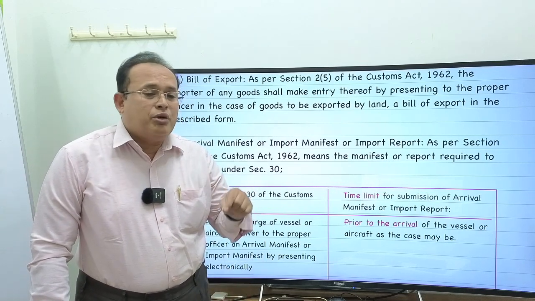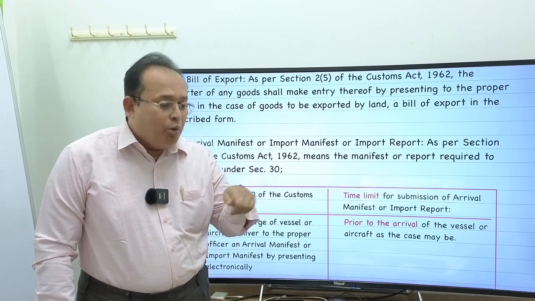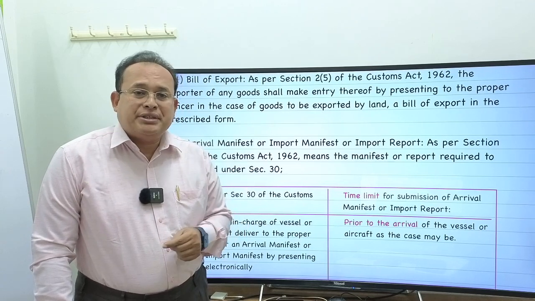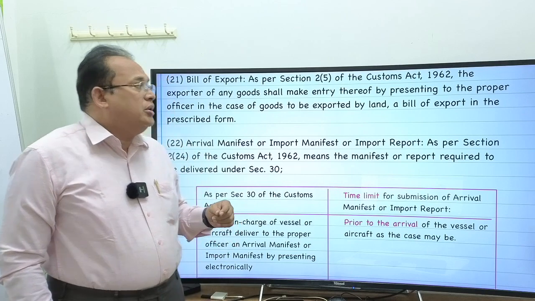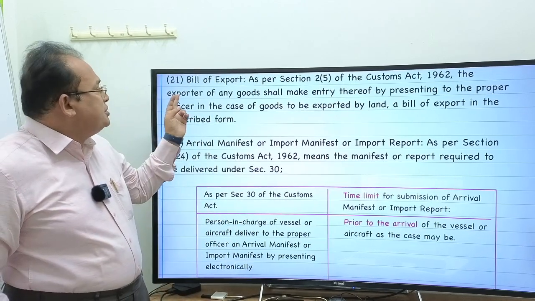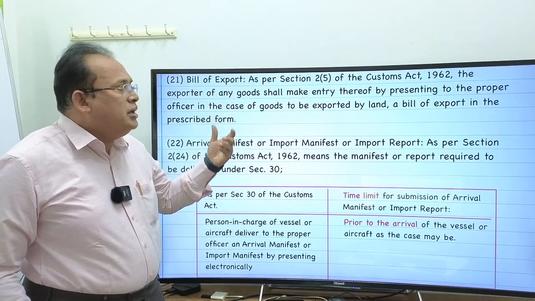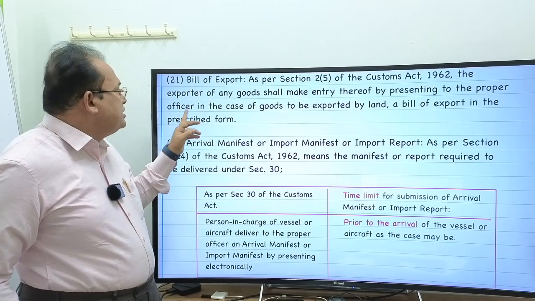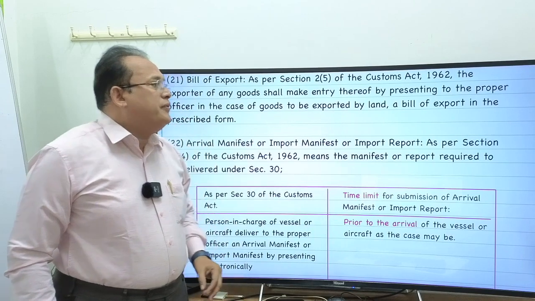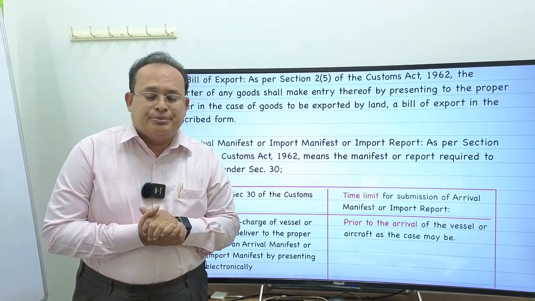So, if the goods are moving by land route, the exporter exporting the goods in a vehicle through land route should get prior permission from the Department of Customs by submission of bill of export, which means the exporter of any goods shall make entry thereof by presenting to the proper officer, in the case the goods are to be exported by land, a bill of export in the prescribed form to seek the prior permission to export the goods.